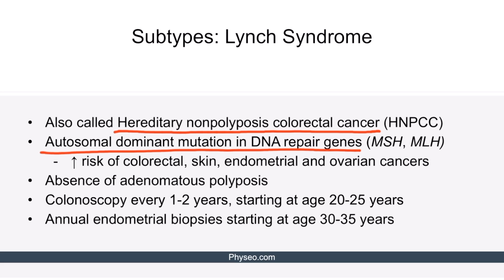Now, in contrast to familial adenomatous polyposis, there's actually an absence of adenomas in these patients. Now, all patients known to carry this mutation are required to undergo colonoscopy every 1 to 2 years, starting at age 20 to 25 years. And note that the initiation of colonoscopy screening is more delayed in patients with Lynch syndrome compared to the disease we just discussed, familial adenomatous polyposis. Recall, in that condition, you start annual colonoscopies at puberty.